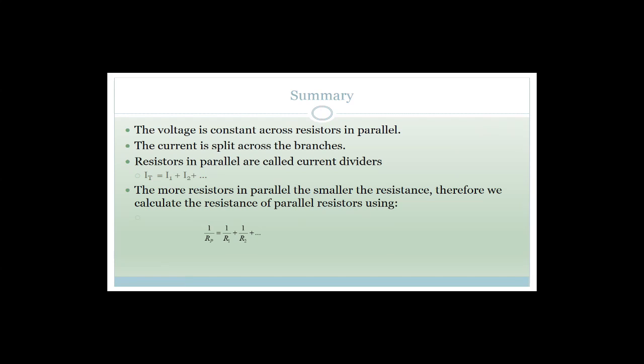So what did we learn? We learned that the voltage is constant across resistors in parallel. The current is split. Resistors in parallel are current dividers. And the more resistors in parallel, the smaller the resistance, and that's the formula for it.